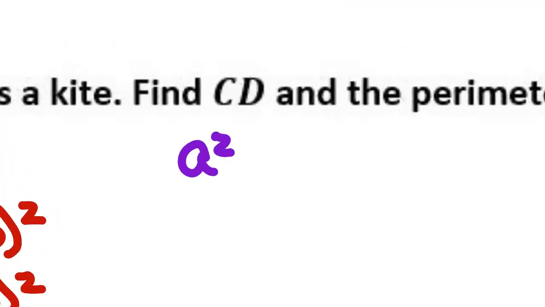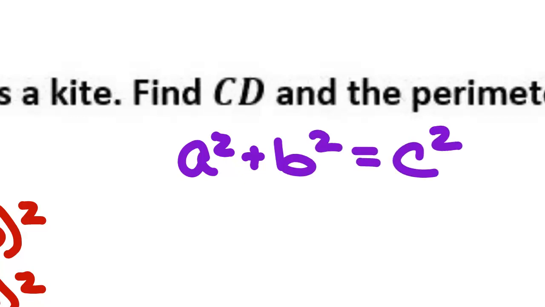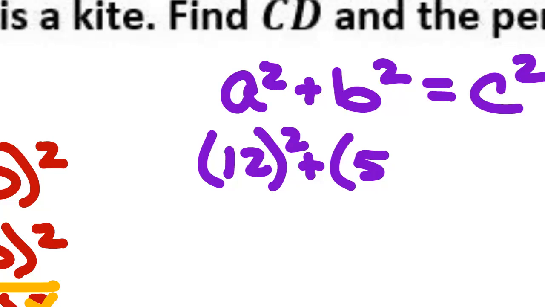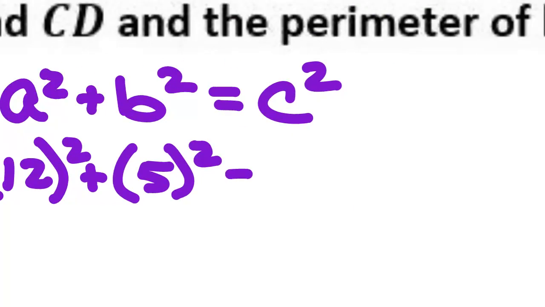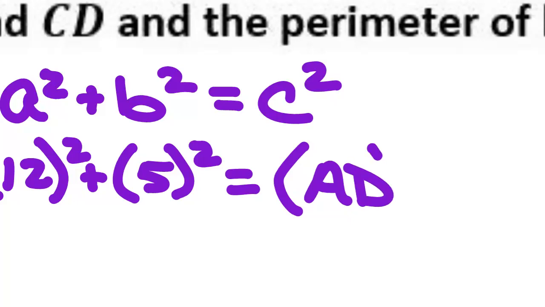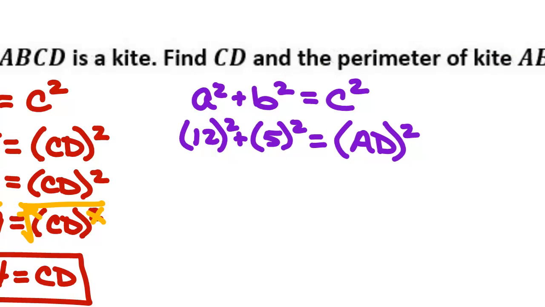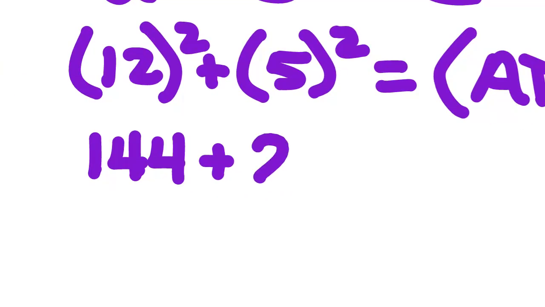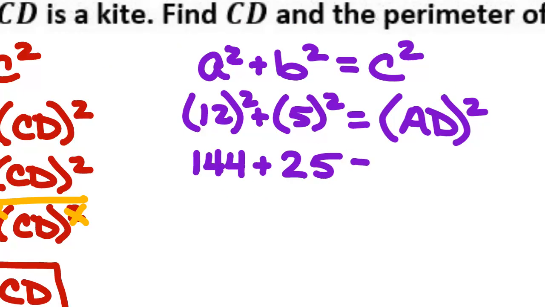So Pythagorean theorem again. A squared plus B squared equals C squared. What am I squaring and adding together? 12 and 5. 12 squared plus 5 squared equals AD squared. Yep. What is 12 squared? 144. Plus 5 squared? Plus 25. What is 144 plus 25? 169.